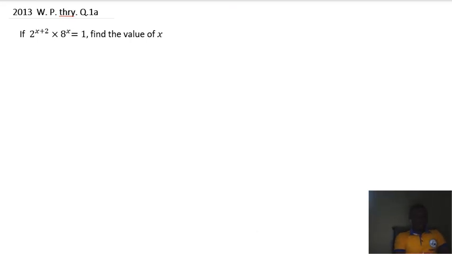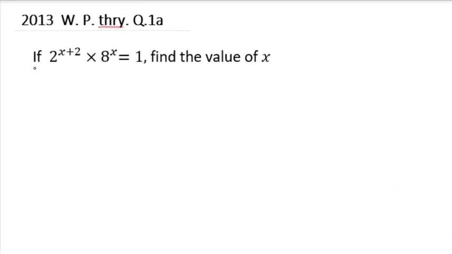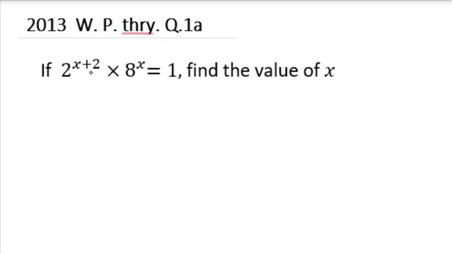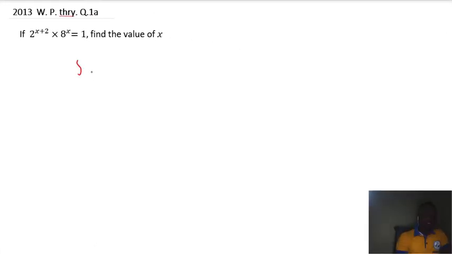Welcome back, students. We are still on indices. Today we are going to do 2013 WASSCE private theory question number 1A. And there is a question. It says that if 2^(x+2) times 8^3 equals 1, find the value of x. So we are going to find the value of x. So, solution.